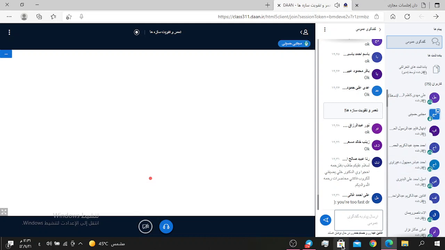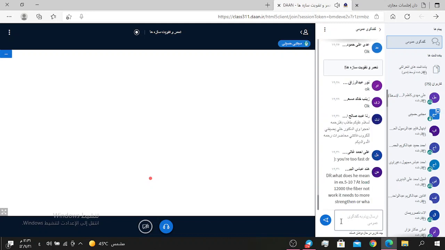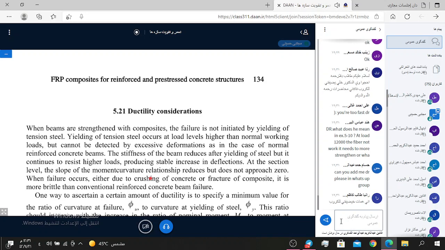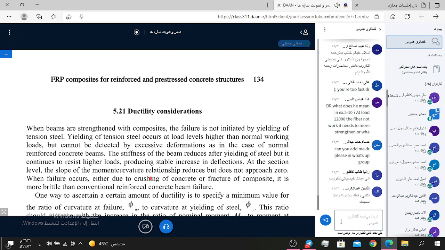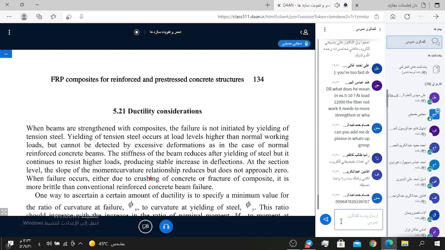You are two. Mr. Ali Ahmad, they are the same. You studied this equation in reinforced concrete, in bachelor. This is a repeat of post reinforced concrete in bachelor. Mr. Ali Ahmad, they are very simple.